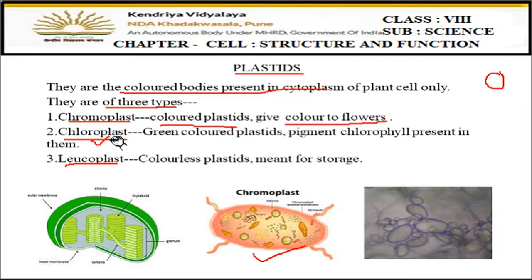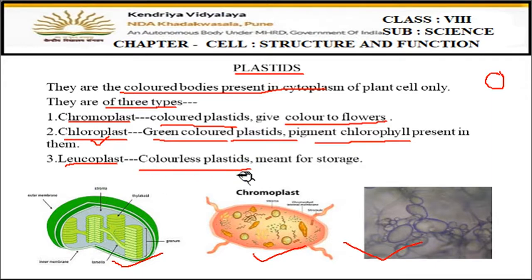Now second is chloroplast. Chloroplast means this is the organelle in which green colored chlorophyll is stored. It is the green colored plastid and it stores the chlorophyll pigment. And third one is the leucoplast. This is the structure for chloroplast, right, in which chlorophyll is stored. And third is leucoplast, this one. Leucoplast means colorless plastids. They do not have any color and their function is only to store something. Waste, nutrients, anything can be stored inside it, like vacuoles.